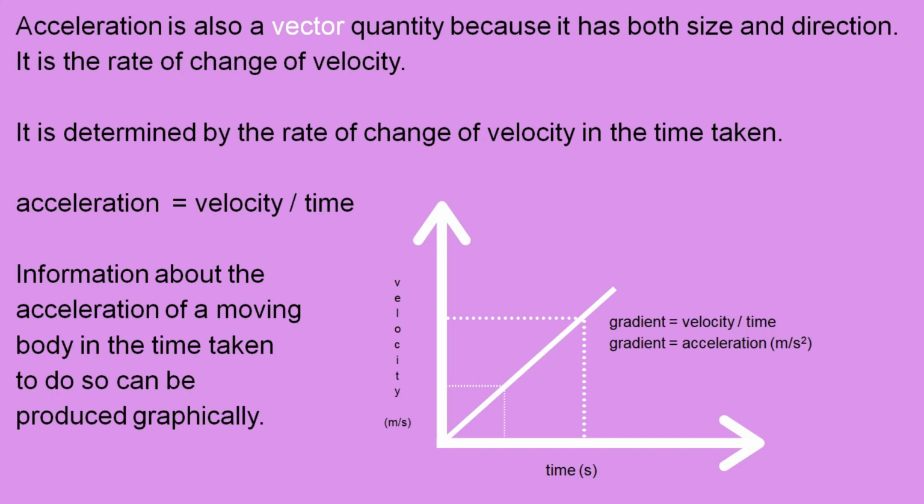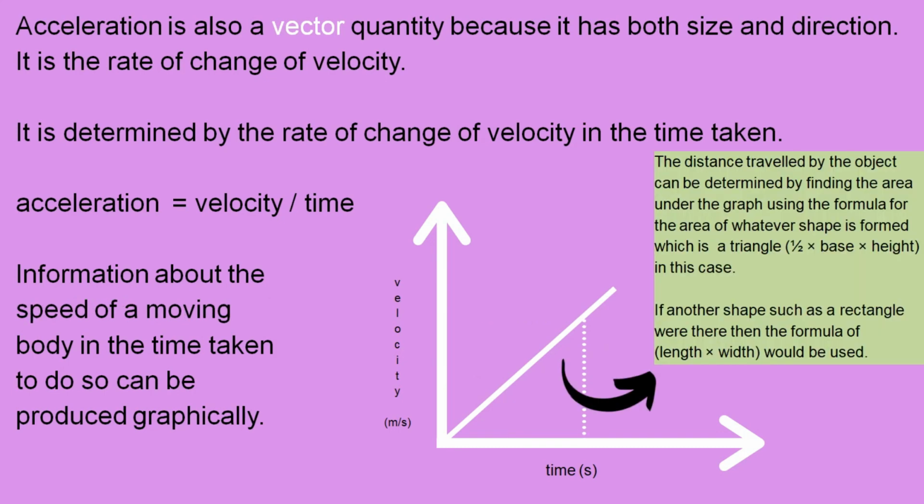Acceleration is also a vector quantity because it has both size and direction. It is the rate of change of velocity. It is determined by the rate of change of velocity in the time taken. Acceleration is equal to velocity over time. Information about the acceleration of a moving body in the time taken to do so can be produced graphically via a velocity time graph, where the gradient produces the quantity of acceleration.